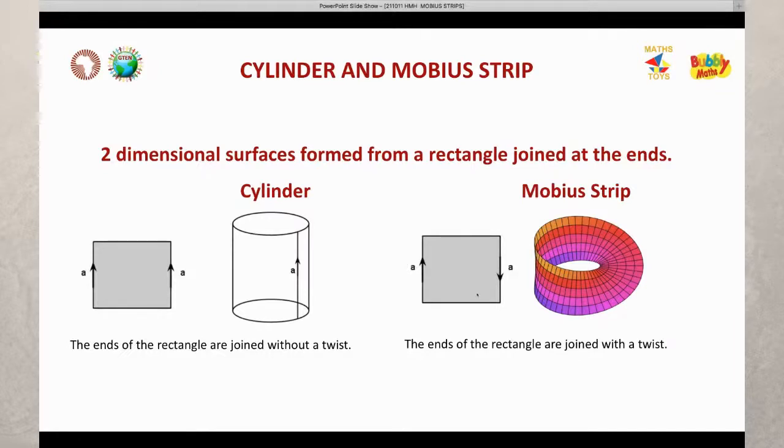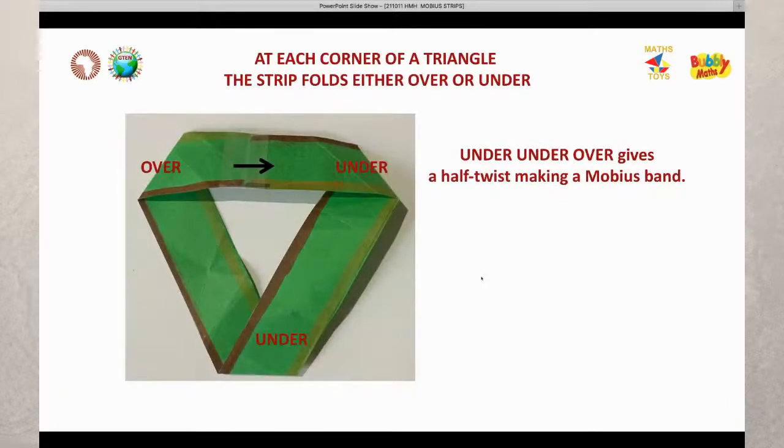Now, if you take the cylinder, the ends of the rectangle are just joined cleanly without making any twist. But with the Mobius strip, what you do is make a half twist and then join the ends together, and you get a Mobius strip there.